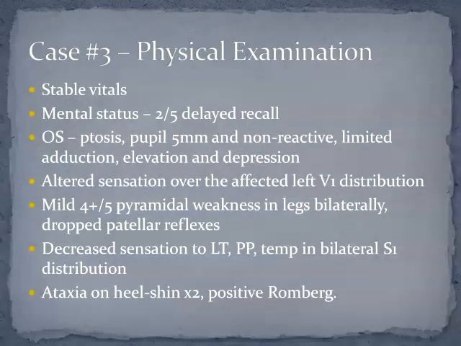And so when we assessed him, stable vitals, he was having some difficulty with delayed recall. His left eye, which is the side of the rash, showed some edema with ptosis. The pupil was not reactive. There was limited adduction, elevation, depression, so signs of a third nerve palsy. He had altered sensation over the left forehead, V1 pattern. Mild weakness in the legs and dropped reflexes at the knees. Sensation seemed to be reduced slightly in an S1 distribution bilaterally, and he did have some ataxia on heel-shin testing. And so he had a number of neurologic signs.